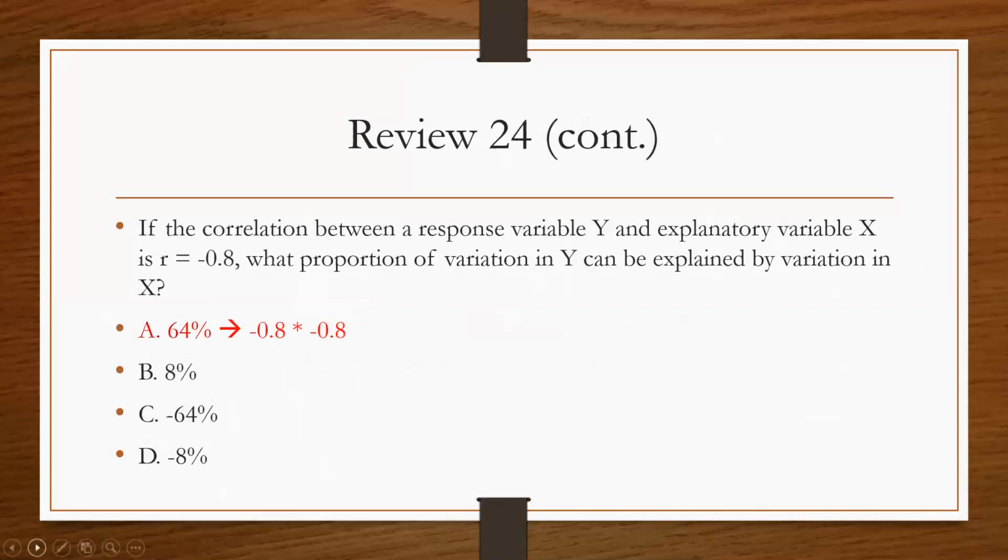All right, so the answer is indeed A, because again, you just take the R value and you square it. In this case, negative 0.8 squared, so negative 0.8 times negative 0.8, gives you positive 0.64, which is 64%. You're never going to get a negative percent when you're doing R squared, because it's not really possible. So that's just some stuff to take away.